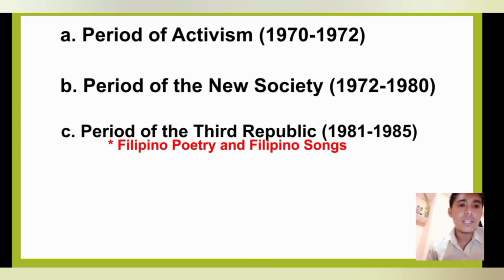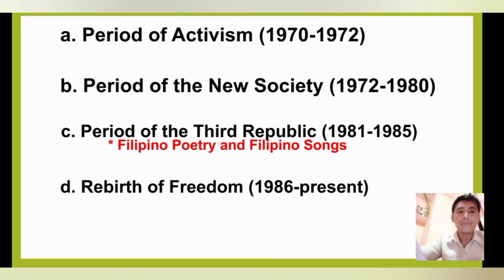The third one, the period of the Third Republic, 1981-1985. After 10 years of military rule and some changes in the life of Filipino, which started under the new society, remember this one, martial law was at last lifted on January 2, 1981. We have the Filipino poetry and Filipino songs. Filipino poems during this period were romantic and revolutionary. Many Filipino songs dealt with themes that were really true to life, those of grief, poverty, aspirations for freedom, love of God, country, and Philippines.